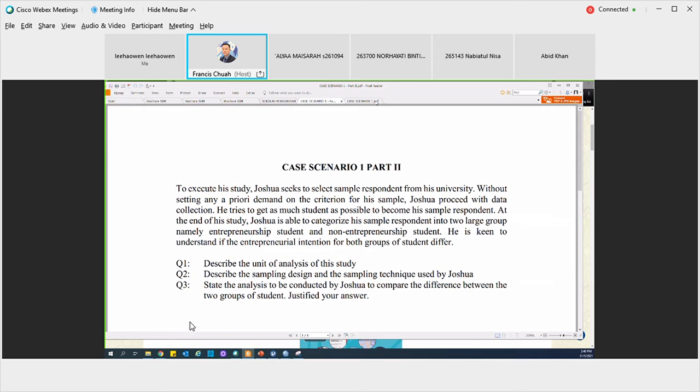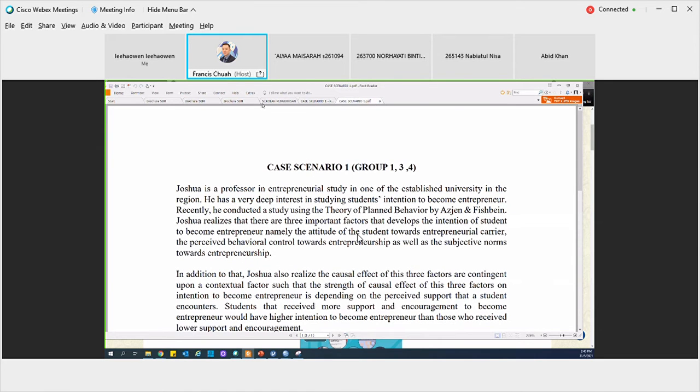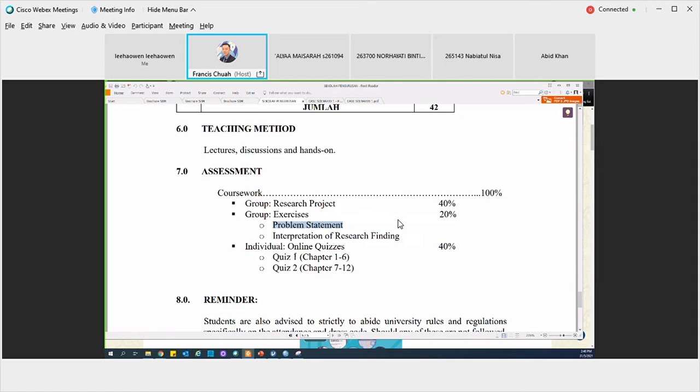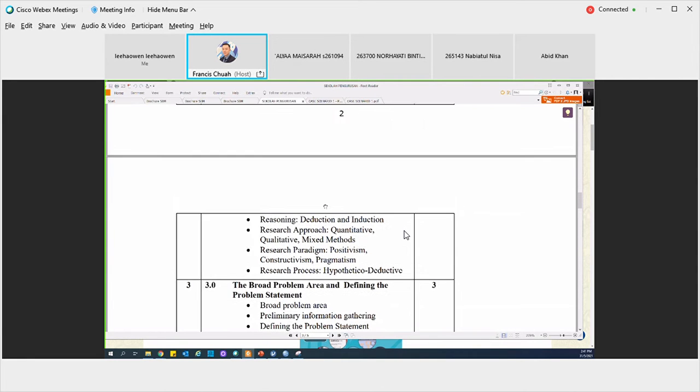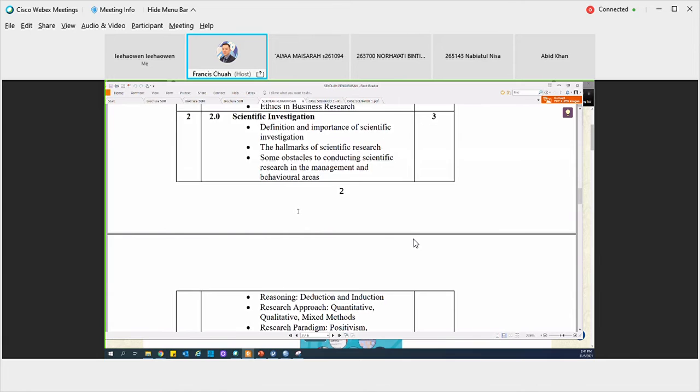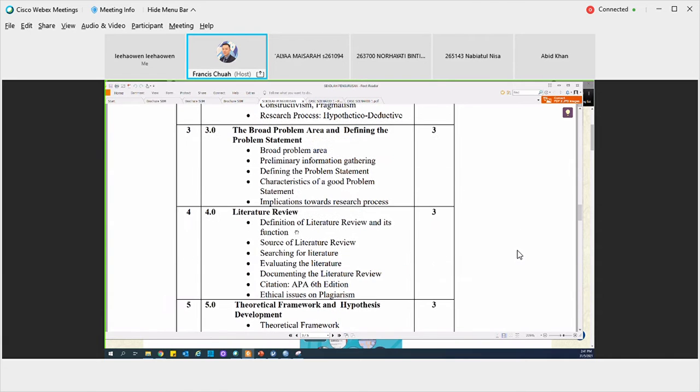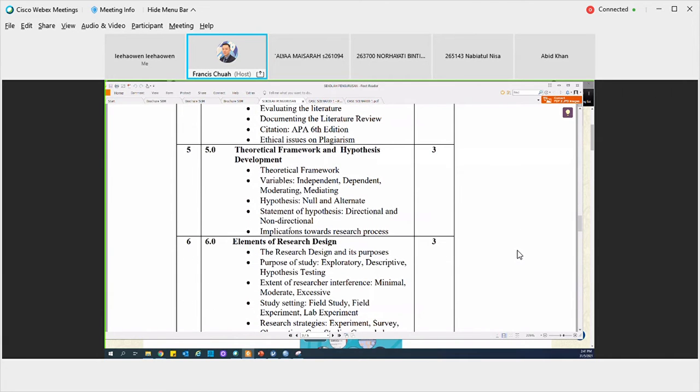Going to give you the first section. Okay, as the syllabus says, quiz 1 should cover chapter 1 to chapter 6. Chapter 1 to chapter 6 basically cover topics like what is scientific investigation, what is broad problem area, what is literature review, etc. So I will be giving you this one quiz.